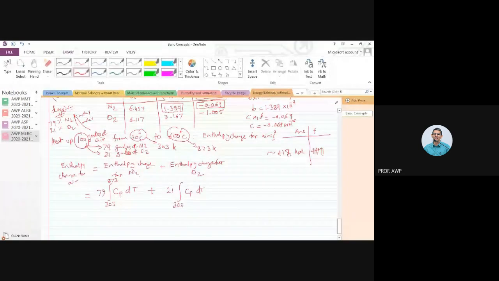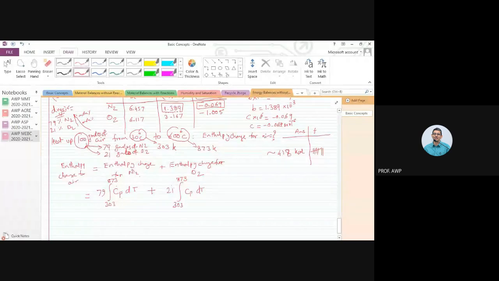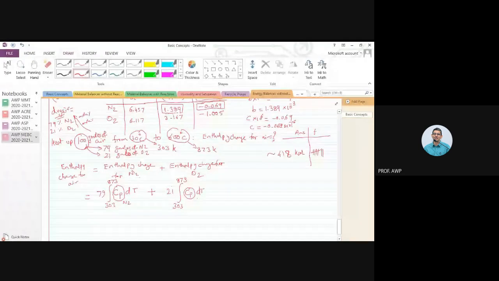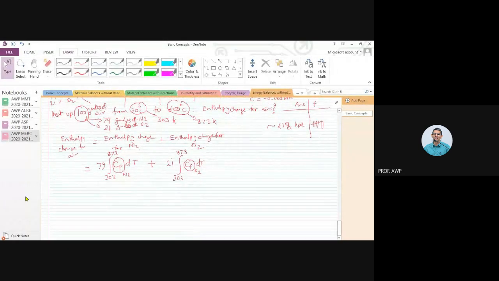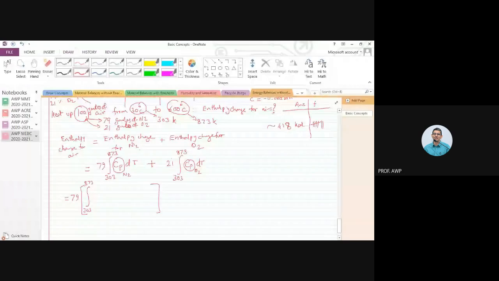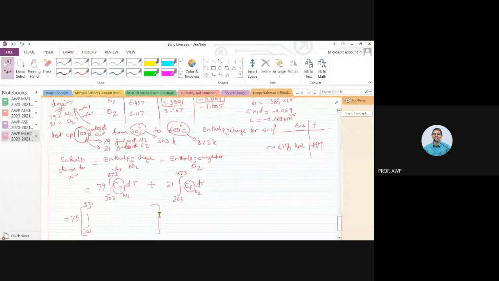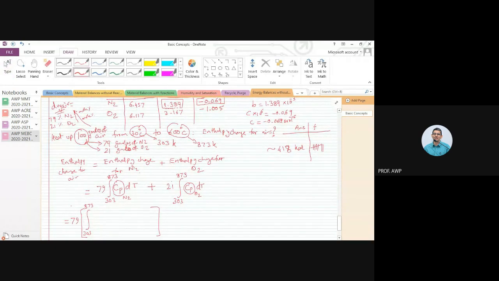Again, this is to be integrated from 303 to 873. And this particular Cp is for nitrogen, and this particular Cp is for oxygen. They are different, right? So if I put in these values now, it would be 79 multiplied by integration of 303 to 873. A, B, and C are given.